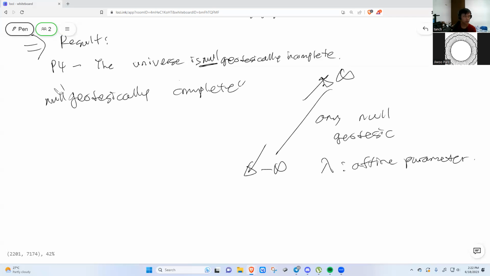For any null geodesic, we say that the universe is null geodesically complete. So for null geodesically incomplete, we mean that there is some null geodesic which cannot be infinitely continued either to the future or to the past. Usually, what's the condition that makes them fail? You hit a singularity, or something that isn't a singularity at all.